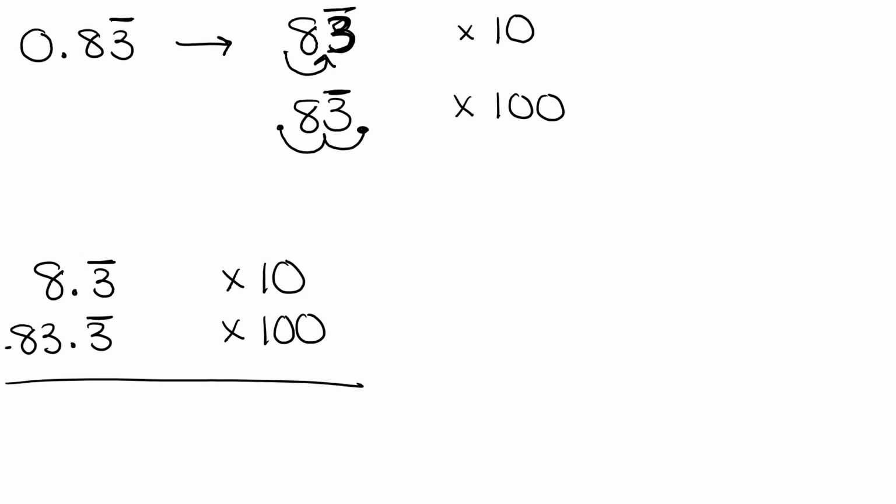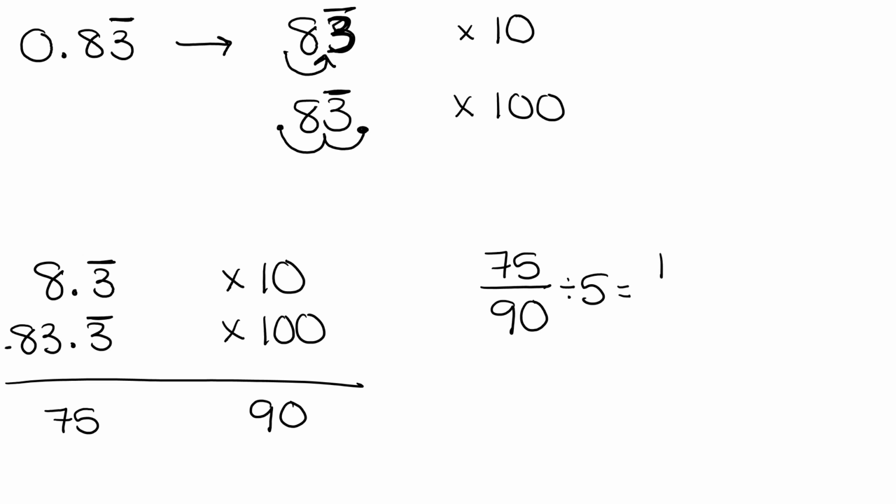If we subtract the numbers 83 minus 8, we end up getting 75. And then 100 minus 10 we can subtract to get 90. We use those answers, 75 and 90, to make our fraction. We want to finalize our fraction by simplifying it, so we can divide both the numerator and the denominator by 5. 75 divided by 5 is 15. 90 divided by 5 is 18.